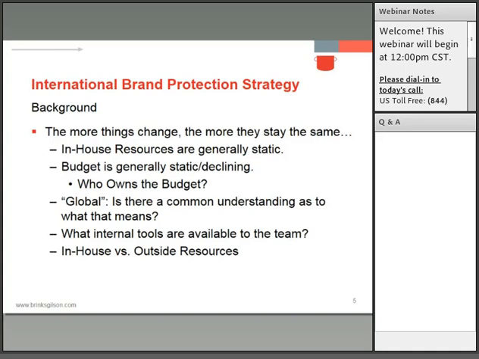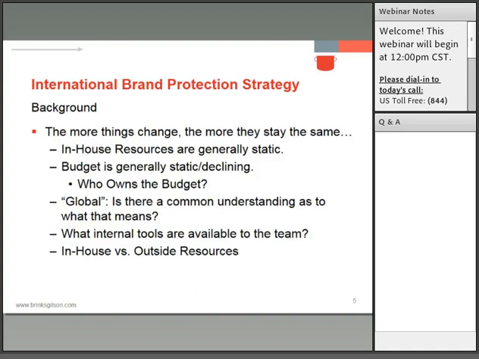That's the bullet point here, global. Is there a common understanding of what that means? It's interesting to see that when one client says they want to protect the mark globally, they could mean something completely different than what another person means. Someone could mean truly global protection, and another person could just mean several markets, not including everything.